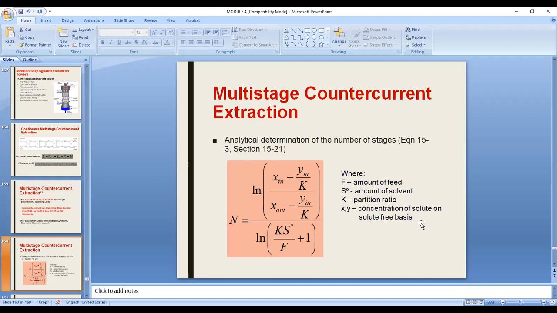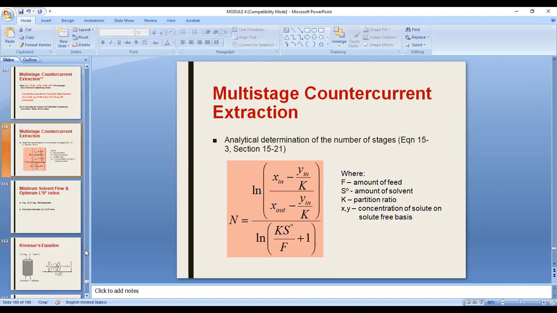It's concentration of solute on solute-free basis, meaning it's a ratio. It's not a fraction. Because if it's A over B, then it's only a mass ratio, not a mass fraction. Because mass fraction is A over A plus B. Just as an example. So concentration of solute on solute-free basis, meaning it's actually a mass ratio, not a mass fraction. This is taken from an equation in your handbook used in determining the number of stages.